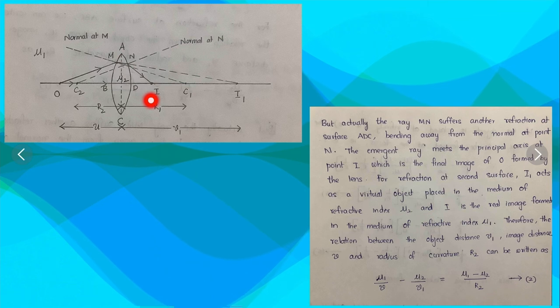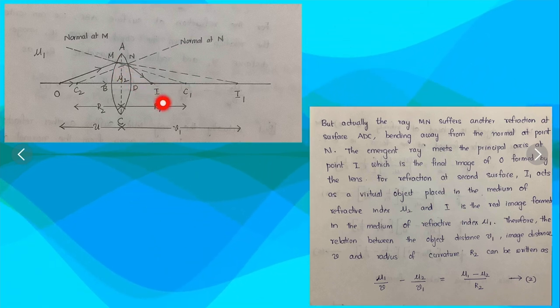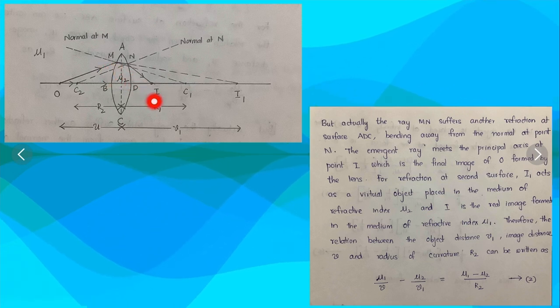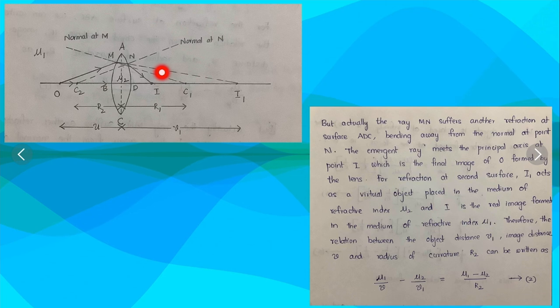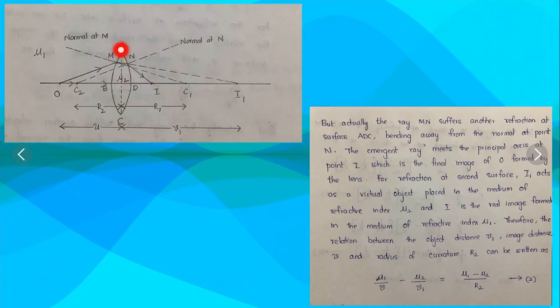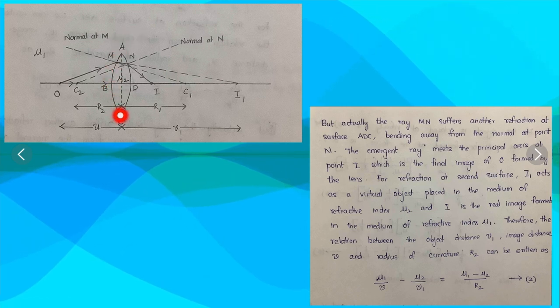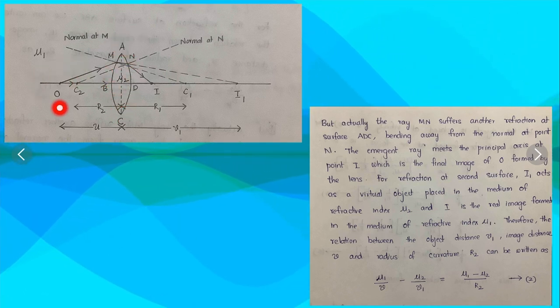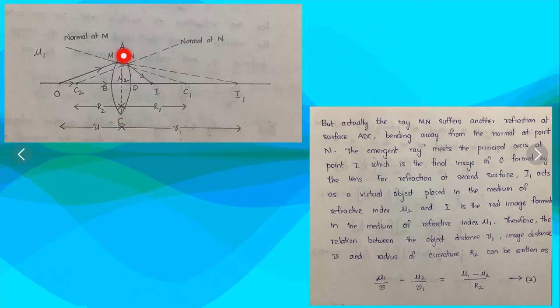Why away from the normal? Because it is traveling from a denser medium to a rarer medium. So it travels along NI. The final image is formed at I because of the object O and because of this lens which we kept here. So O is the object, I is the final image, and this is the lens.